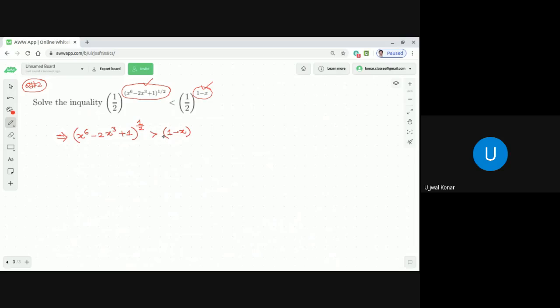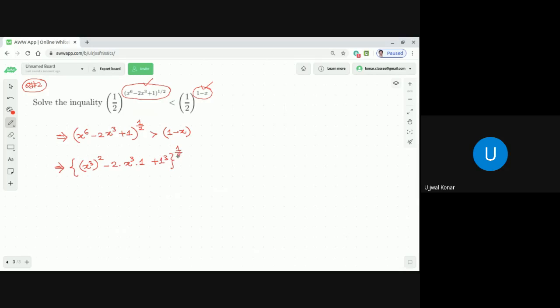Now, let us concentrate on the left hand side, that is x power 6 minus 2x cube plus 1. If you see that left hand side, what are we going to get? We are going to get something like this. x power 6 is what? x cube whole power 2, minus 2 into x power 3 into 1. Correct or not? Plus 1, we can write 1 power 3.